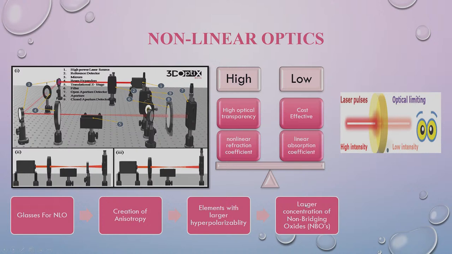It is not only for our ordinary eyesight, even the electronic eyes, that is, the detectors that we use, require some shields. So the protective layer is nothing but the optical limiter. This is what we are trying to design in our work.